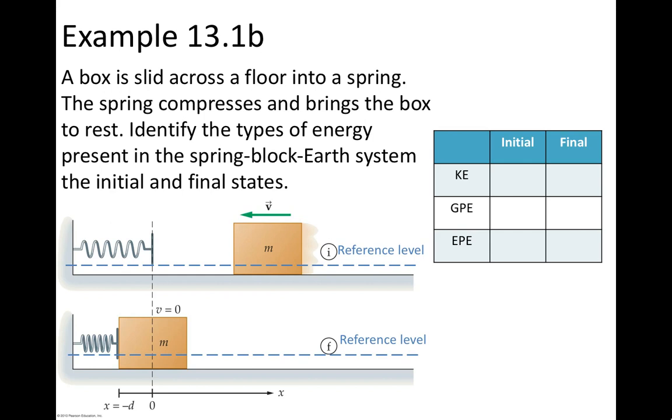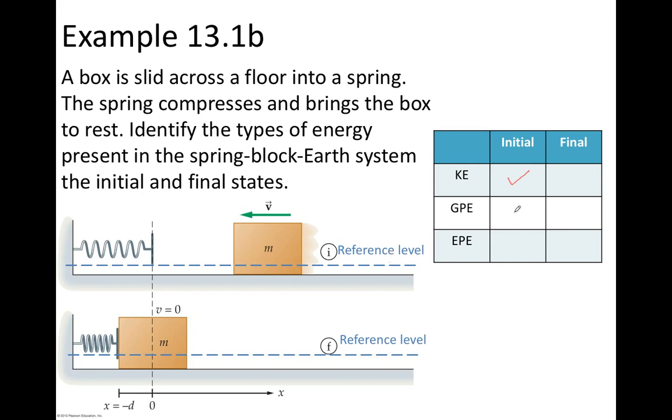The spring compresses and brings the box to rest, and we want to identify the types of energy present in the spring block Earth system at the initial and final states. So let's consider the initial state. In the initial state, we have the block moving, and if the block is moving, we have kinetic energy. Notice the block is at the reference level, and it doesn't move up or down. And that's why we define the reference level here.